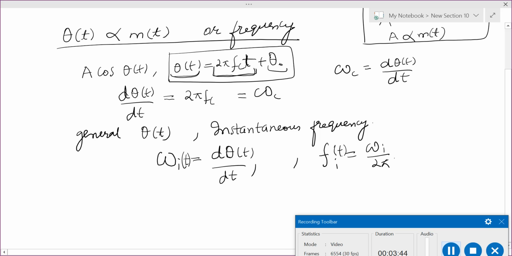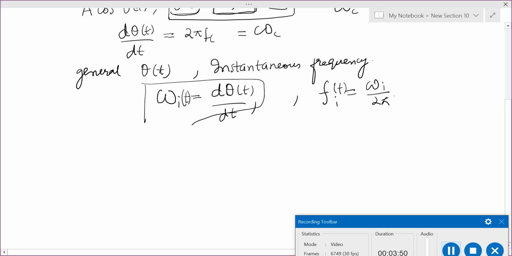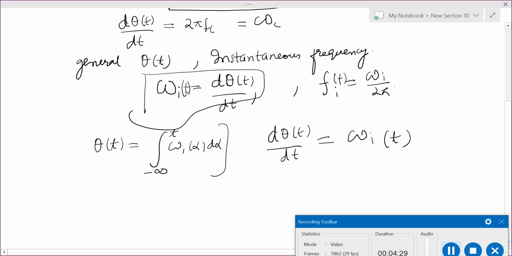This in general, okay, because theta of t may vary arbitrarily. We will see it soon when we do FM and PM, that when we make theta dependent on message signal, frequency will become function of time. Now theta of t can be written as equal to integral of omega i of alpha d alpha. Integration is reverse of differentiation, so very simple relationship. We have to use dummy variable alpha here inside, and minus infinity to t are the limits. Okay, so for verification, we can again differentiate d theta upon dt, and using Newton-Leibniz formula of calculus, we will get that it is equal to omega i of t.